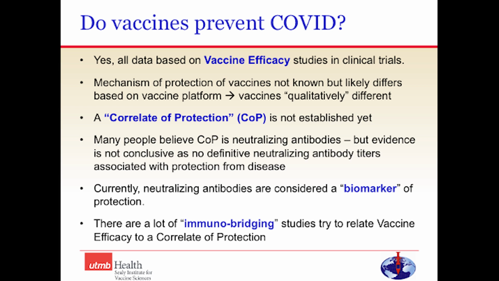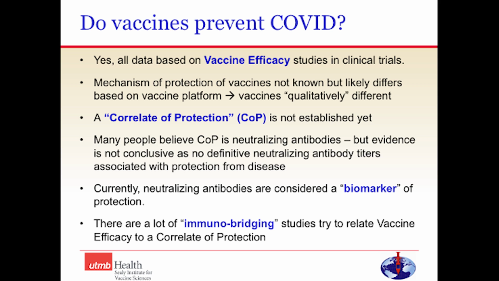And yes, all the data based on vaccine efficacy studies done in clinical trials supports that the vaccines are very effective. The mechanism of protection of the vaccines is not known and likely differs because we're using different platform technologies, and so they're at least going to be qualitatively different. We don't have a correlate of protection yet.